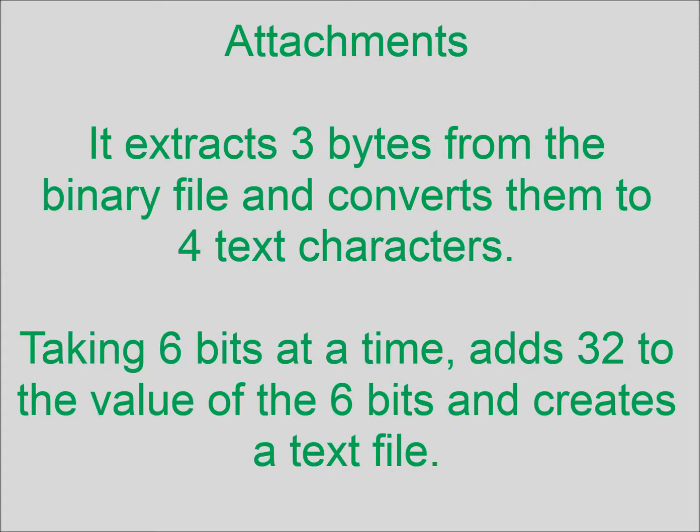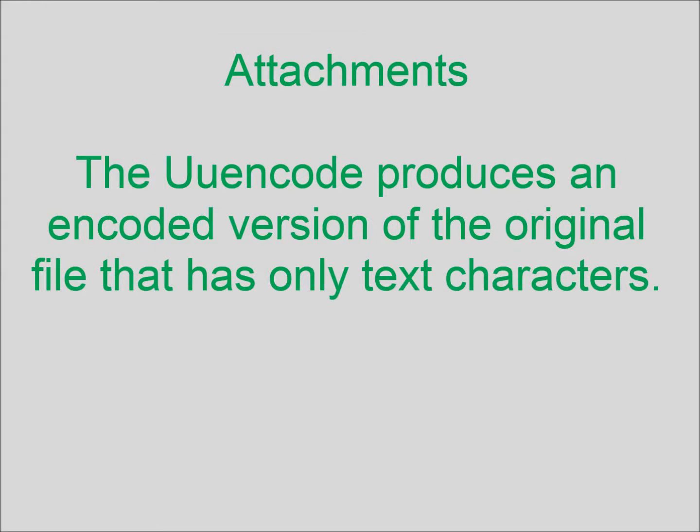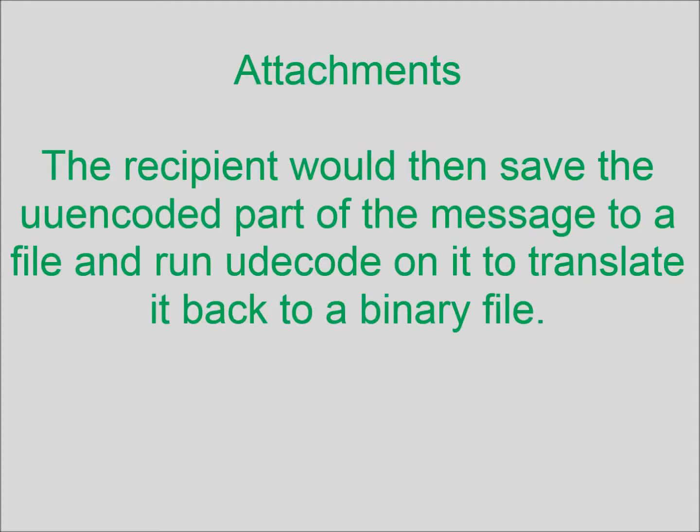It extracts 3 bytes from the binary file and converts them to 4 text characters, taking 6 bits at a time, adding 32 to the value of the 6 bits, and creates a text file. The uuencode produces an encoded version of the original file as only text characters. The recipient would then save the uuencoded part of the message to a file, run uudecode on it, and translate it back to a binary file.